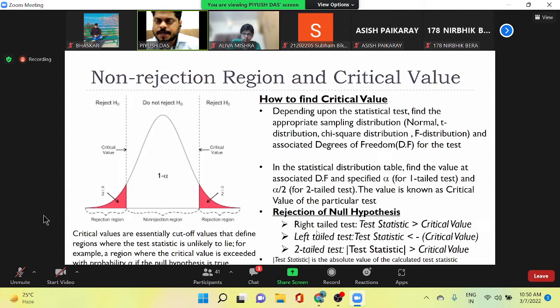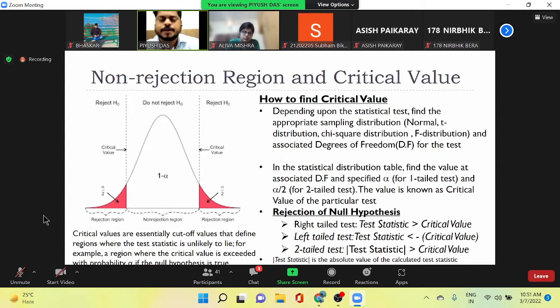For a right tail test, if the test statistic you find is greater than the critical value, you'll be able to reject the null hypothesis. For a left tail test, if the test statistic is less than the negative of the critical value, you can reject the null hypothesis. For a two tail test, if the absolute value of the test statistic is greater than the critical value, you will be able to reject the null hypothesis. Don't worry about that. Don't remember these steps as a formula, it will be very difficult. When I show you that in Excel, I will explain how we actually do it. So don't worry about that.